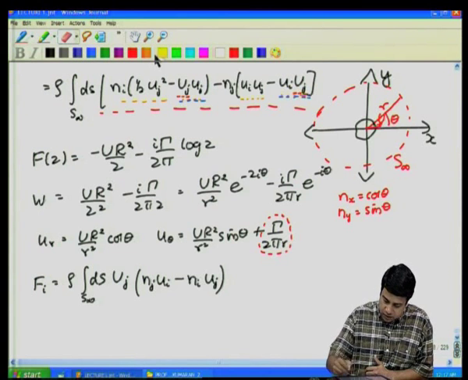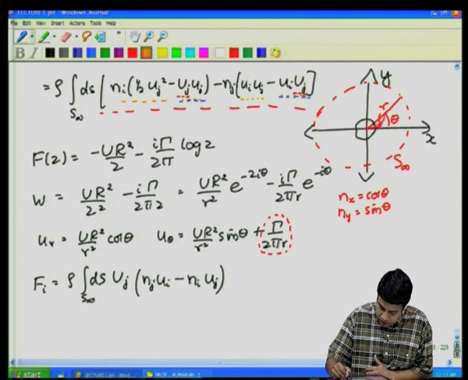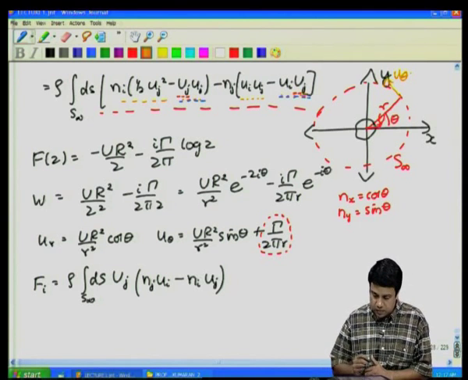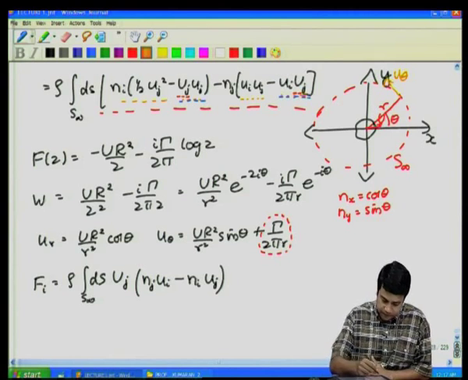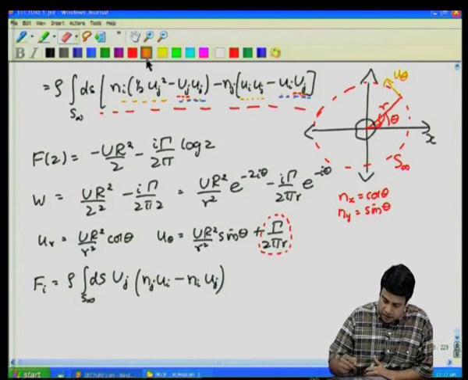The only non-zero contribution I will get is due to the velocity u theta at this point. U theta is along the theta direction, okay, and u theta is equal to gamma by 2 pi r. So, that is the direction of u theta.